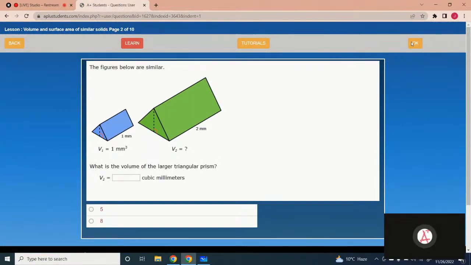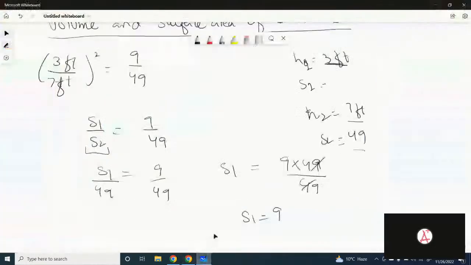Okay, the next one is the triangular prism. The figures below are similar. What is the volume of the larger triangular prism? You have to find the volume of the larger triangular prism. Got it?